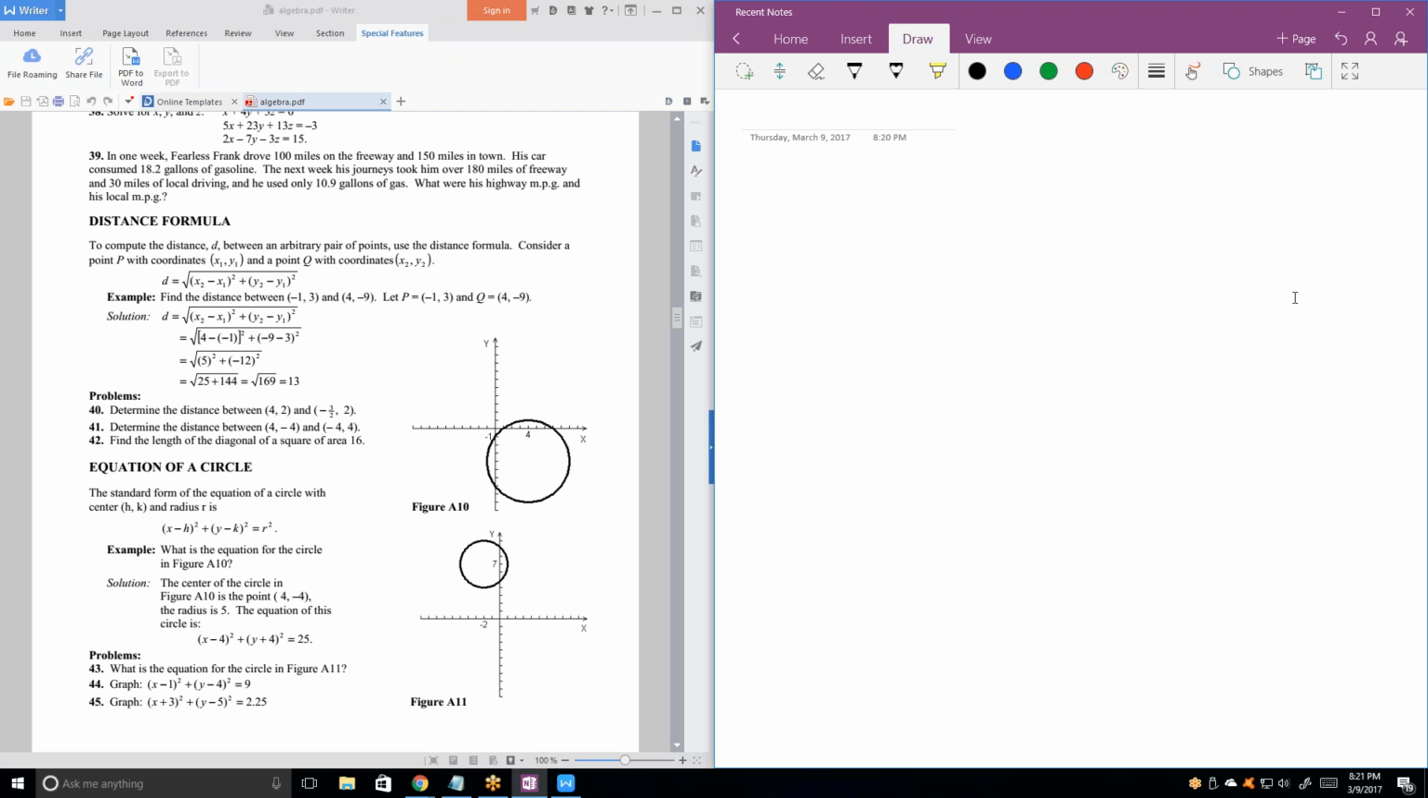All right, 39 is a word problem where we're going to have to create some equations and solve them. And it looks like we're only going to have to create two equations. The first thing you should always do with word problems is figure out what your variables are. And you can always answer that question by reading the last sentence. They want to know what the highway miles per gallon were and what the local miles per gallon are.